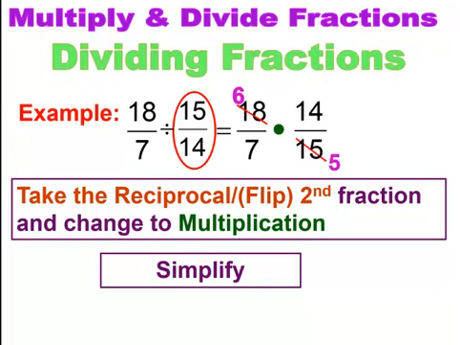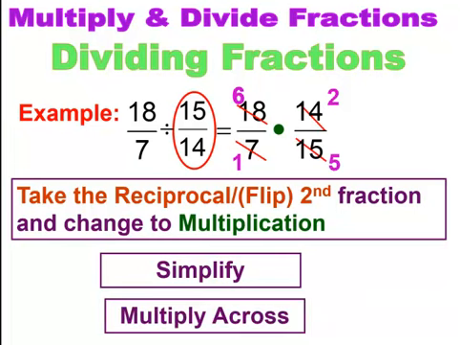of 3. So I divide 18 by 3, I get 6. I divide the 15 by 3, and I get 5. Now with the 7 and 14, 7 goes into 7 once, and 7 goes into 14 twice. Now that it's in simplest form, you're going to multiply the top to the top and the bottom to the bottom. 6 times 2 is 12. 1 times 5 is 5. So you end up with 12 over 5.